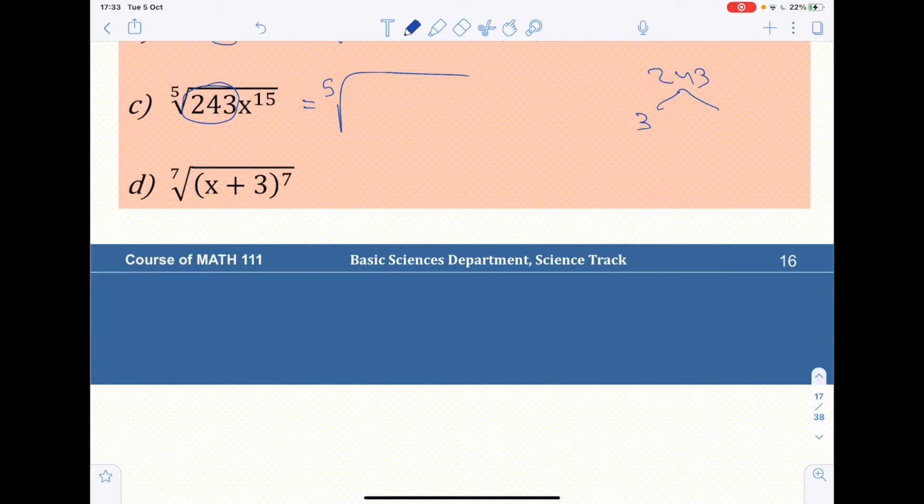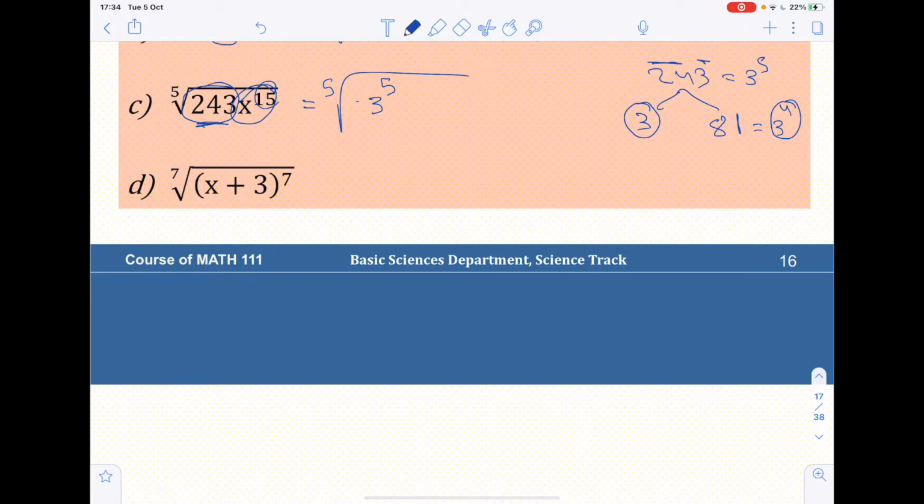And you can divide this. 24 divided by 3 is 8, and 3 divided by 3 is 1. Now, 81, without even factoring 81, you already know that 81 is 3 to the power 4. So we have here 3 to the power 4 and here 3, so I can write this one as 3 to the power 5. Okay, so 3 to the power 5 and x to the power 15.